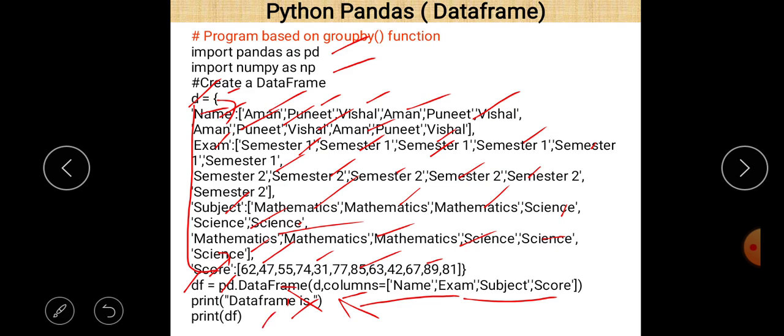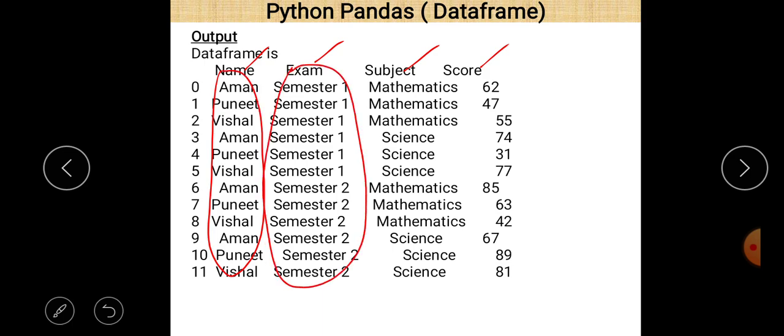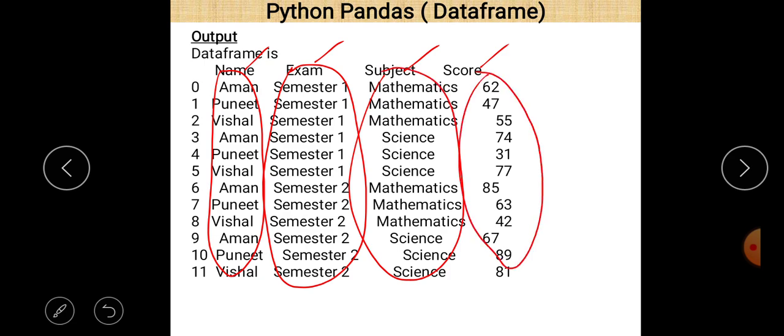Data frame will be printed after the statement data frame is. And when we execute this program, then this is our output. You can easily see that name, exam, subject, score, these are the names of different columns, and you can see that there is repetition of data here. Then regarding exam, subject, and score, different values are given here. And these are the default index values, because we don't declare any index values for this data frame, so default index values are given here.